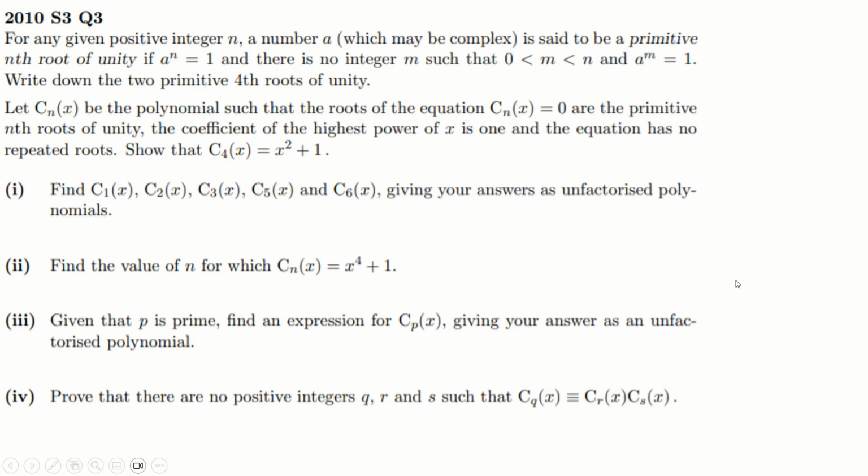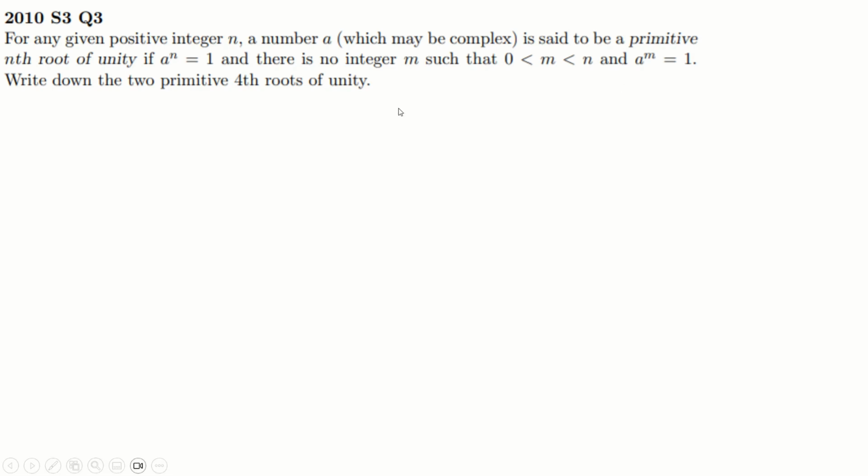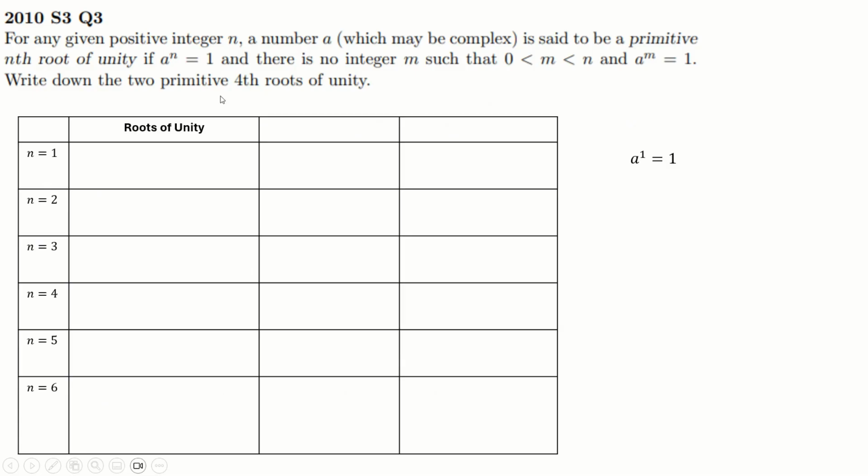So this question is talking about roots of unity, specifically primitive roots of unity. To understand what these mean, I think just looking at all the examples is probably the best thing to do. Of course, if n is one, then we're looking for a to the one to equal one, and that's just one, right? That's the only first root of unity, I guess. One to the power one is one.